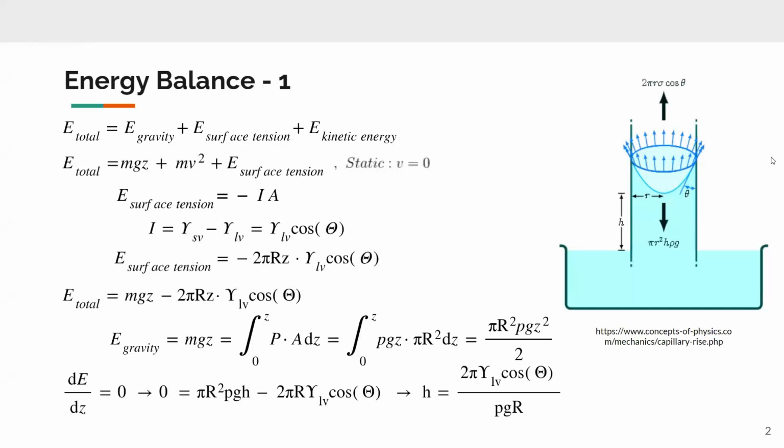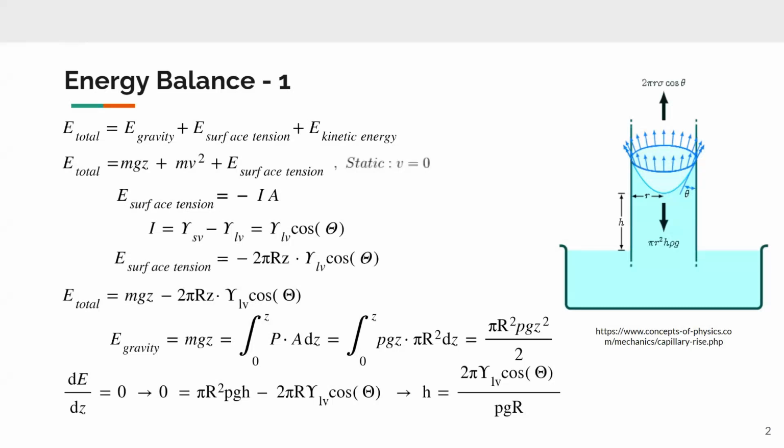asked. Because of this, we looked at the total energy in the system and broke it into three different parts. We looked at the gravitational energy, the energy from surface tension, and the kinetic energy. The energy due to gravity is just mass times gravity times height, or in this case, z. The kinetic energy is just mass times velocity squared.